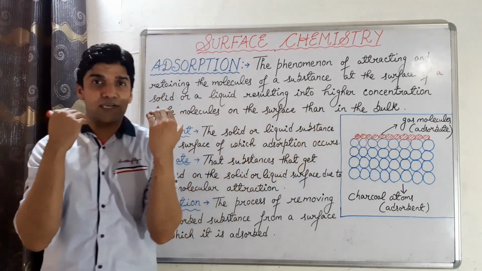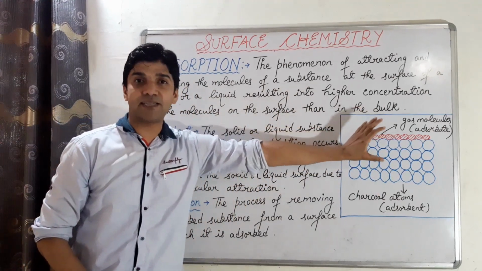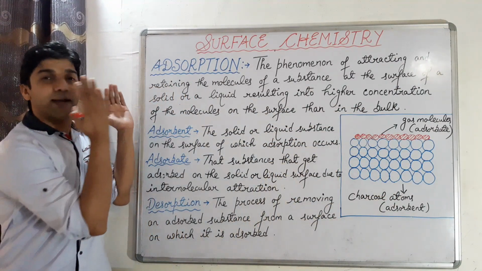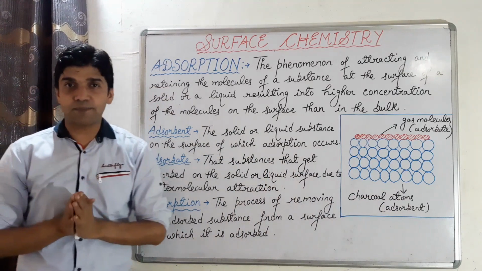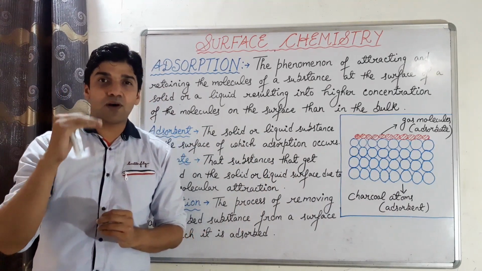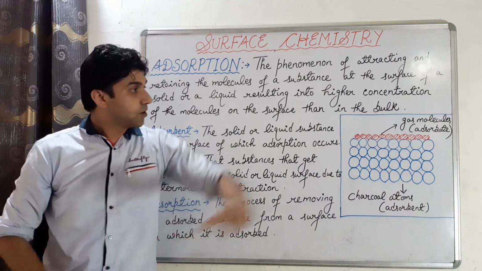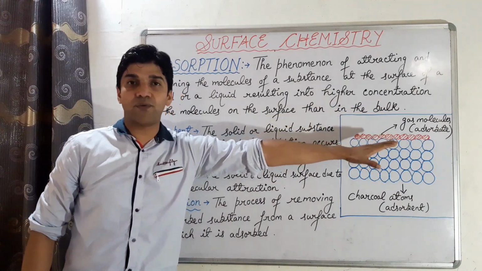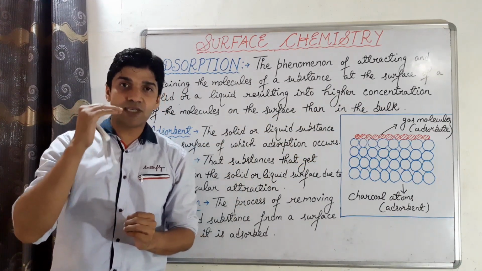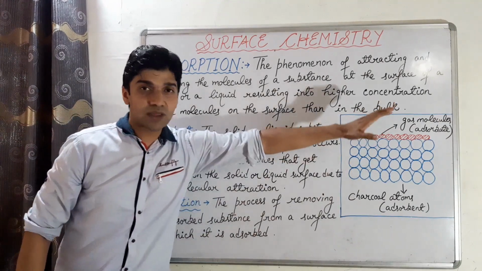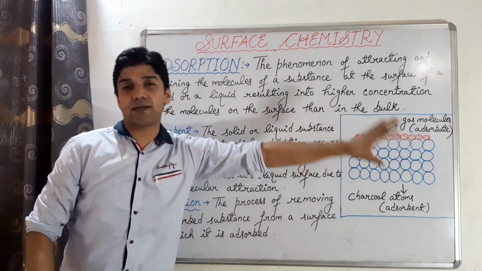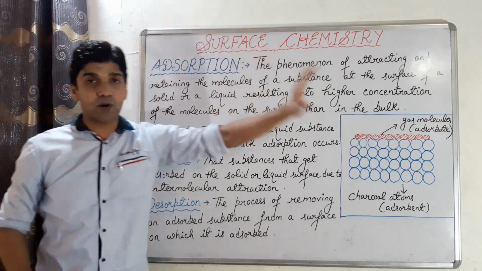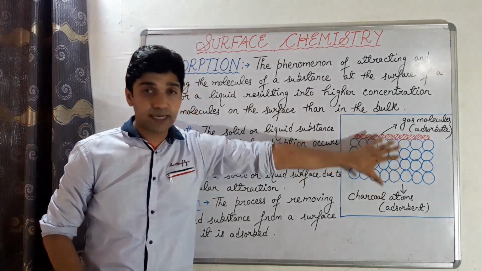तो उसका जो concentration, उसका amount है वो surface पे ज्यादा होगा as compared to the remaining part of the substance, तो उसको बोल रहे हैं हम adsorption. तो define कैसे करेंगे properly? The process, the phenomenon of attracting and retaining molecules of the substance on the surface of a solid or a liquid, resulting into higher concentration of the molecules of the substance on the surface than in the bulk, that is called adsorption.